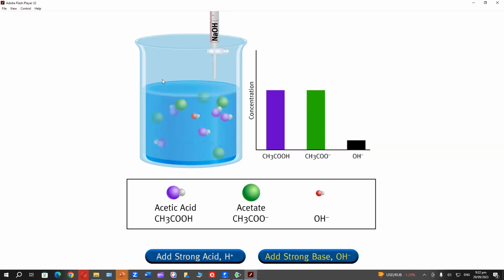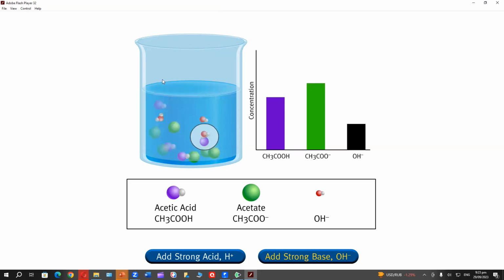Only hydroxide ions, OH-, from the strong base sodium hydroxide are shown entering the solution. Sodium ions are not shown because they are spectator ions. They do not participate in the reaction. The strong base hydroxide, OH-, reacts with the acid component of the buffer, acetic acid, CH3COOH, producing the base component of the buffer, acetate, CH3COO-, and water. This buffer has resisted a change in pH by removing the strong base hydroxide from the solution.